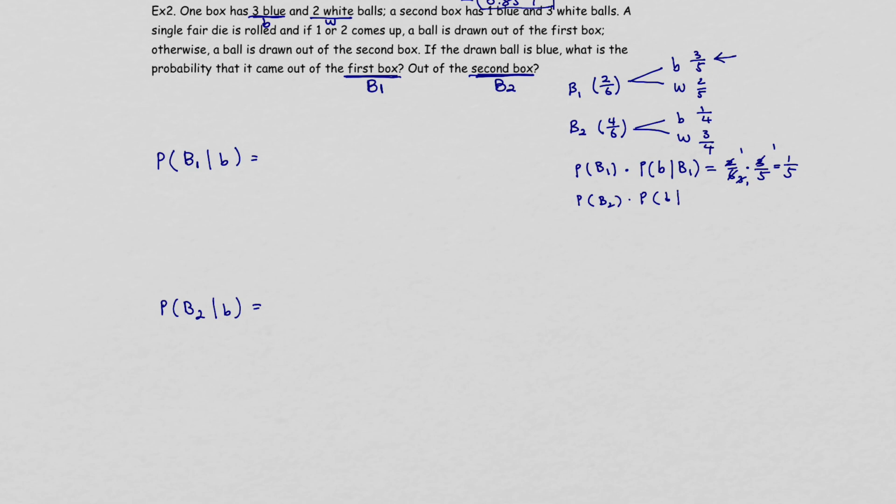And what about the probability of box 2 and getting a blue from there, right? Blue from box 2. That's going to be this case right there. So it will be 4 out of 6 times 1 out of 4, which gives me 1 out of 6.